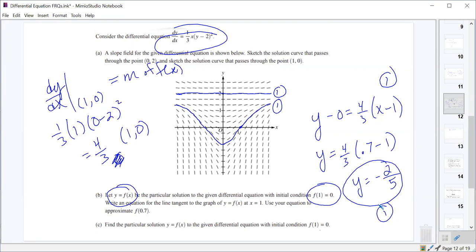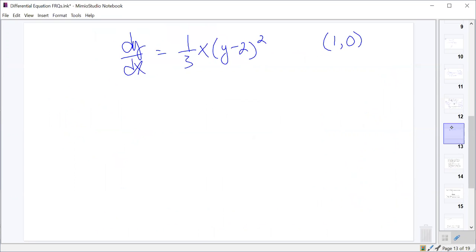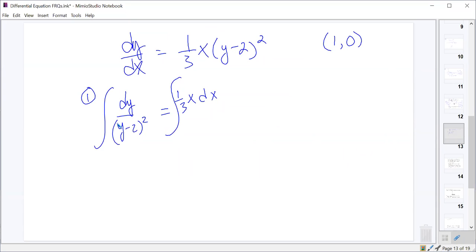Okay. All right, so part C said to solve this differential equation with the initial condition. And so this is a separable differential equation. And anytime you have a separable differential equation, the first point is always given to you if you just separate the variables. So dy over y minus 2 squared equals 1/3 x dx. So this right here was 1 point. Then you got a second point if you integrated the left side correctly.